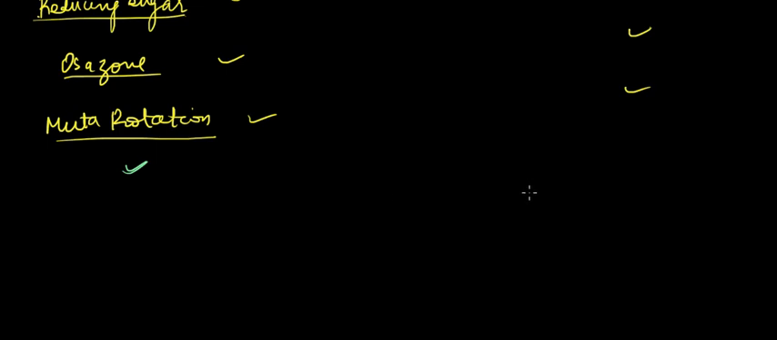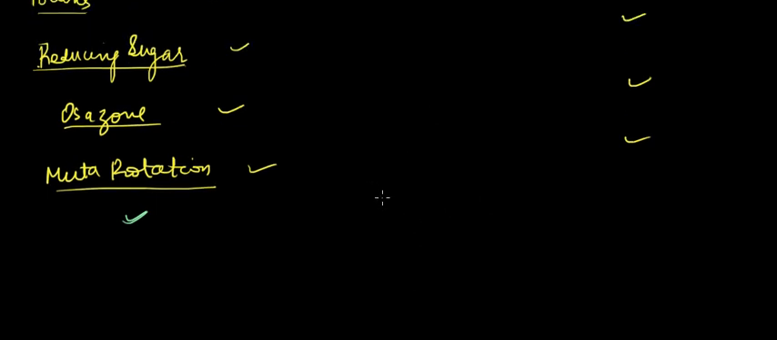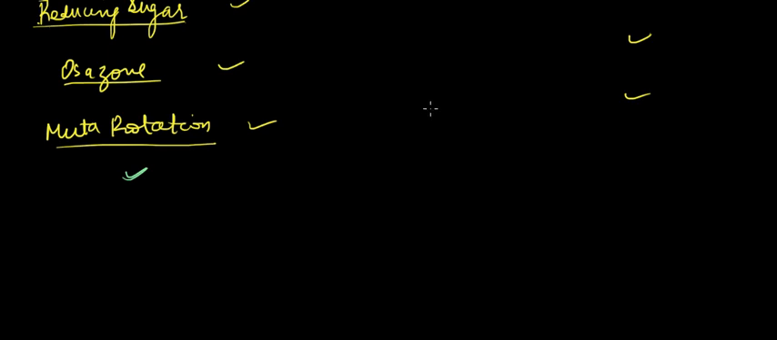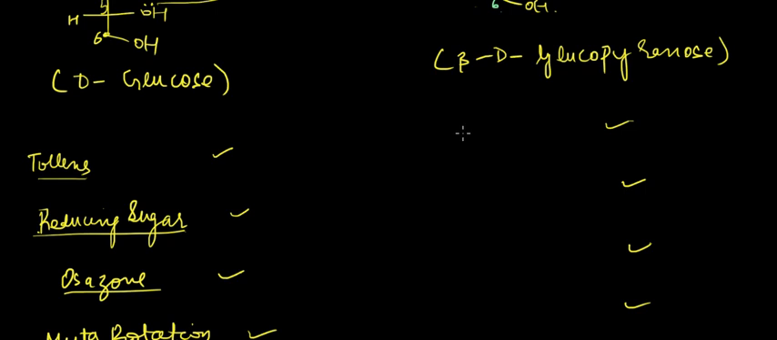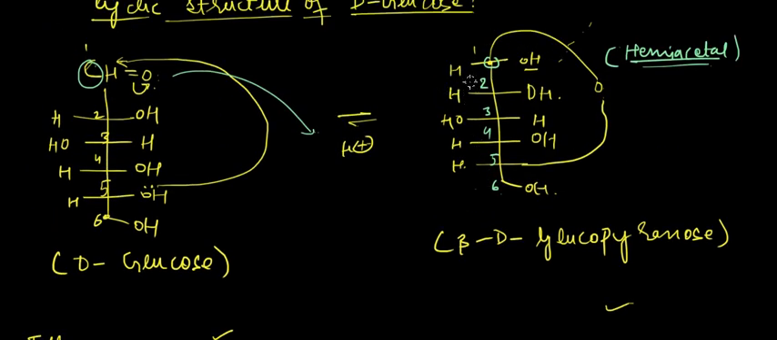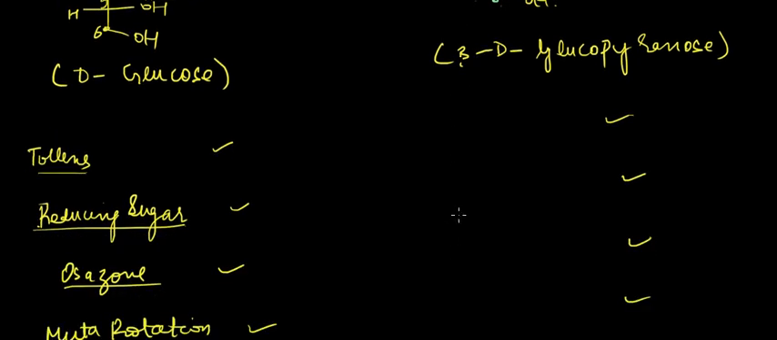With this we come to an end of this lecture, or rather let's see some alpha D glucopyranose also in this example only. So what will we be getting? Actually this OH should be on the left hand side for the compound to be called a beta D glucopyranose. Okay, now let me redraw beta D glucopyranose and alpha D glucopyranose, and then we'll understand.